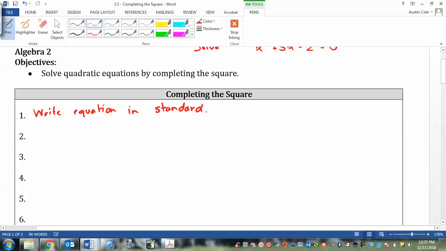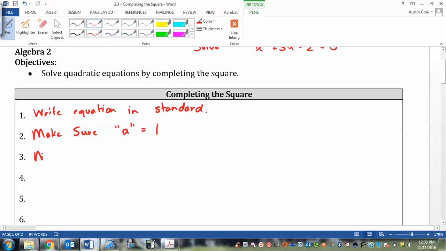Step 2 is to make sure a equals 1. What do I mean when I say a equals 1? The a value, the number that's in front of x squared, needs to be 1 in order to complete the square. If it's not, then hopefully we can factor something out or maybe divide. We'll cross that bridge when we get there. But our a value needs to be 1 in order to complete the square. So if I look down at the first example, isn't our a value already 1? Yep. So those first two steps are already accounted for.